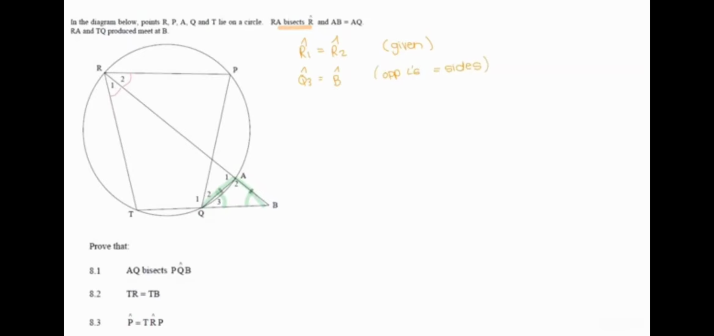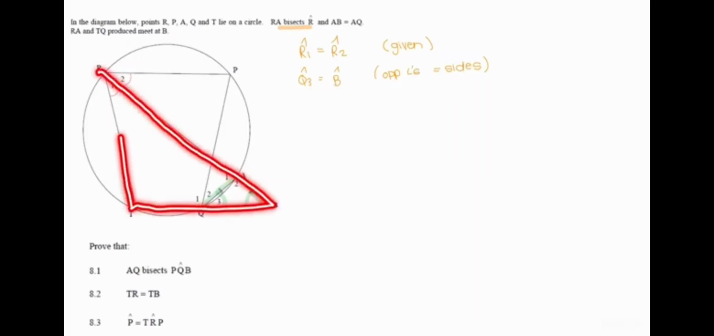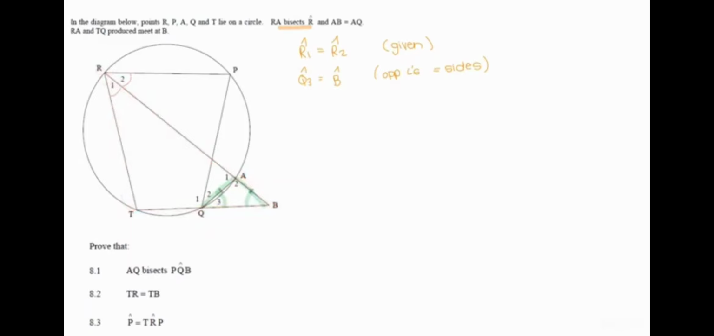They then say to us that RA and TQ are produced to meet at B. So that's not as important, just saying that it could possibly mean that there is a large triangle between RA and TQ, so RA and TQ would meet at B. Okay, so we would have had that sort of triangle.